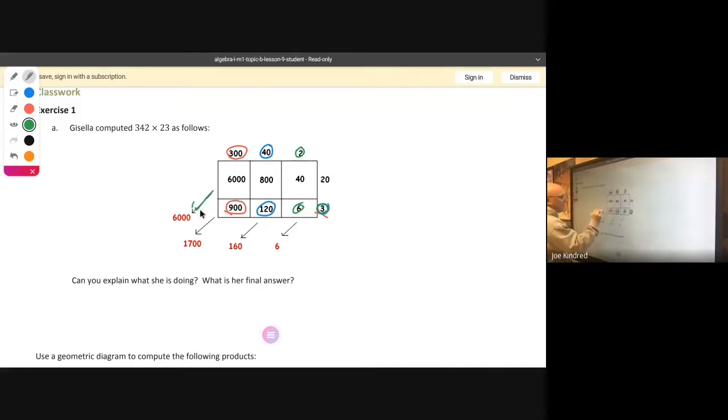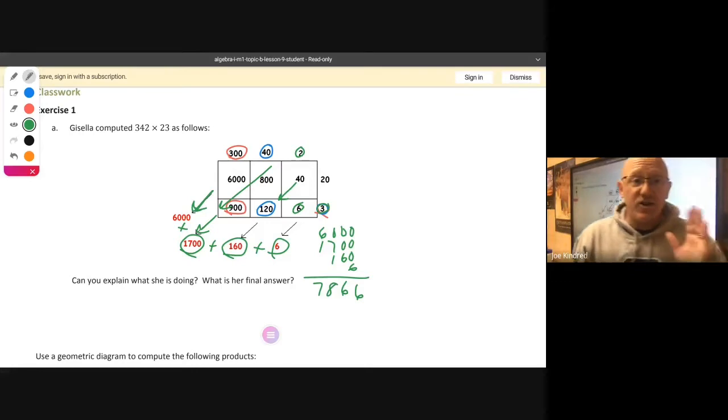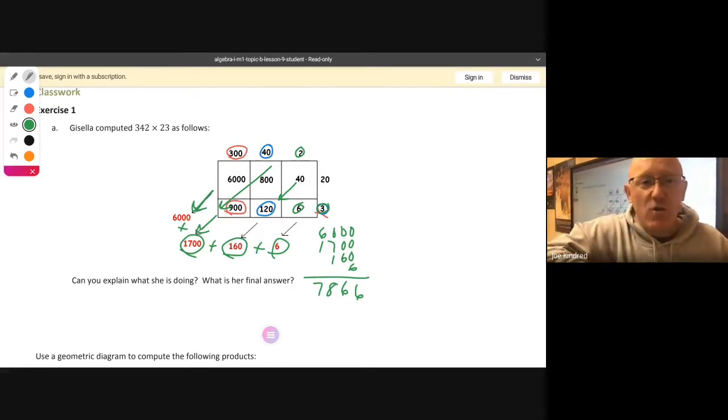And you'll notice that they use this diagram and they're going to go diagonally. And you'll see that 800 plus 900 is 1,700. 6,000 is just by itself. And diagonally, 40 plus 120 is 160. And of course, there is the 6. And then they're going to add these numbers up to get their final answer, 7,866.